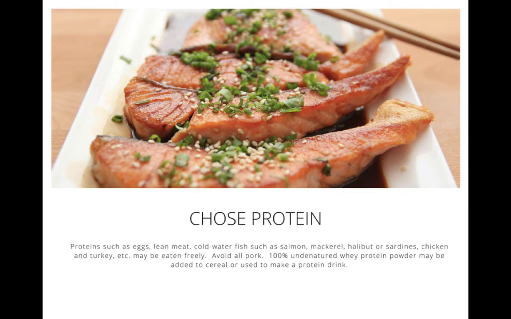And protein. Protein is going to be very important. We want to make sure we have a protein at every meal. So eggs, lean meat, cold water fish such as salmon, halibut, chicken, turkey. We want to avoid all pork. And if we do have a protein powder, we want to make sure it's 100% natural whey protein. It can be added to a protein drink or to cereal in the morning. But protein is going to be one of our staples in our meals.